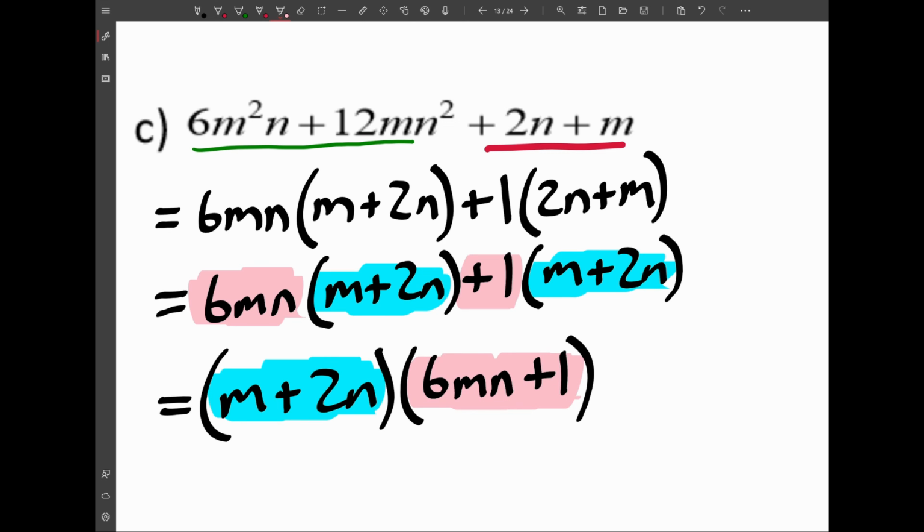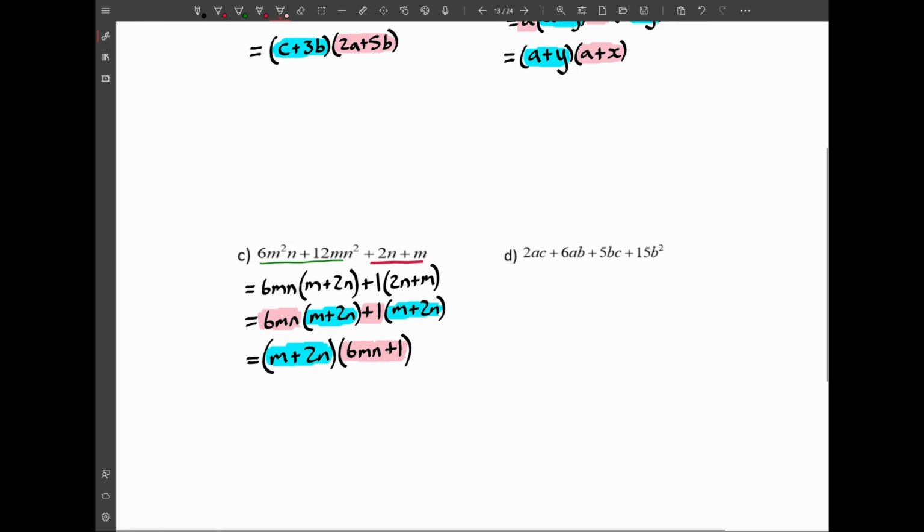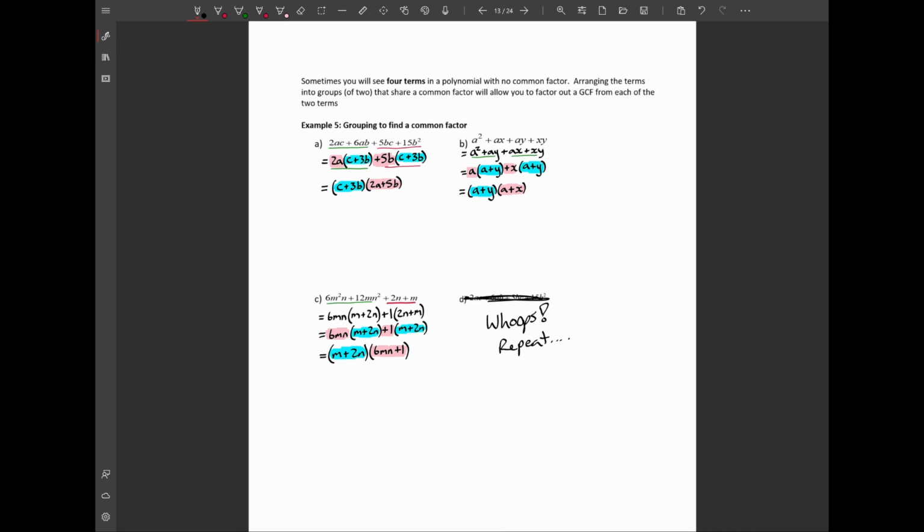And that's factored form. Oh, and hey, we've done this one already. I accidentally wrote the same question twice. Whoops. So we don't have to do that one. And that is the end of the lesson.